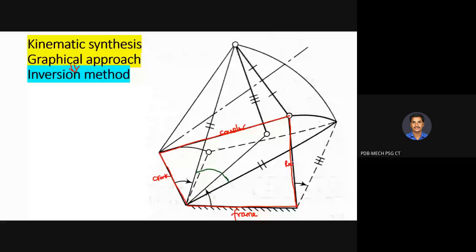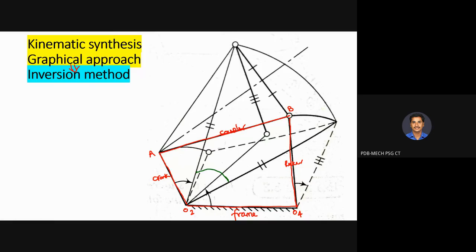So how are we going to use the inversion method for finding out the dimensions of the 4-bar mechanism that we are going to discuss now. Here you have the frame, crank, coupler and rocker. Let me denote my frame as O2 O4, the crank as O2 A, the coupler as A B, and the rocker as B O4. So this consists of a 4-bar mechanism.